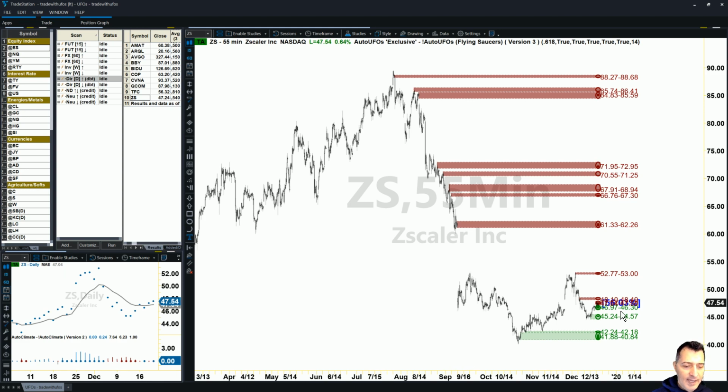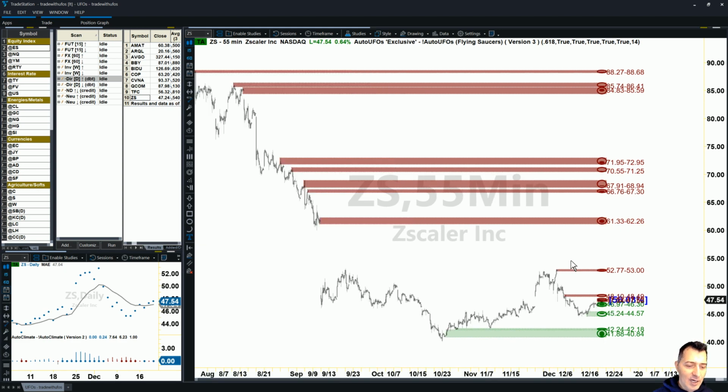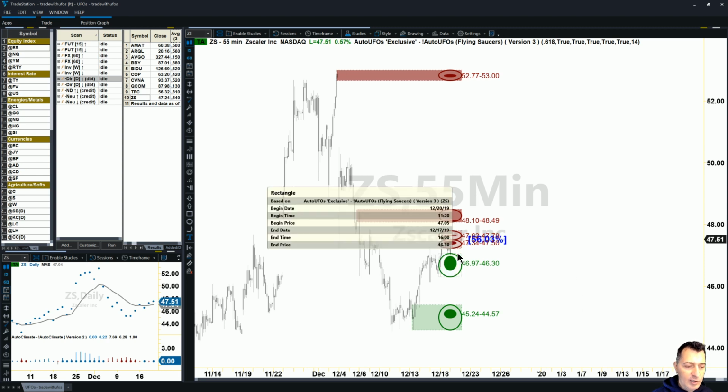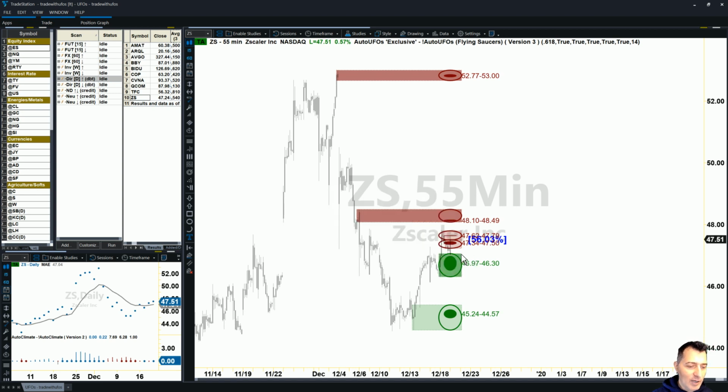47.04. This is lining up nicely with this green UFO here, with the top being 47.05. Lining up perfectly. Actually, price already went there and is moving up. Well, we may have another test of that bottom price of the day. So 56%, certainly, that is nice to see.